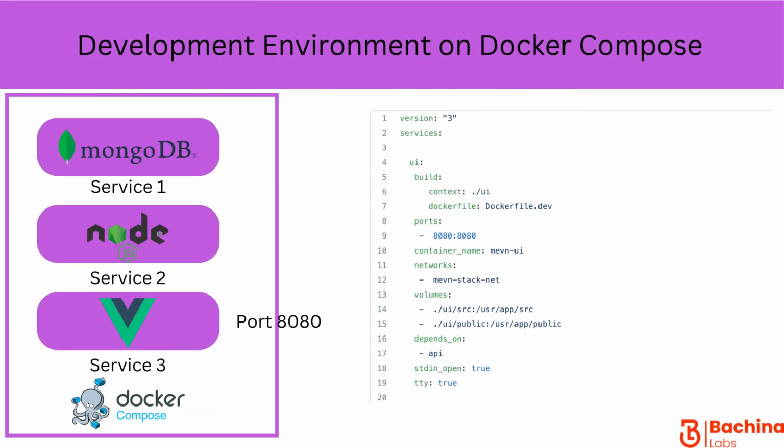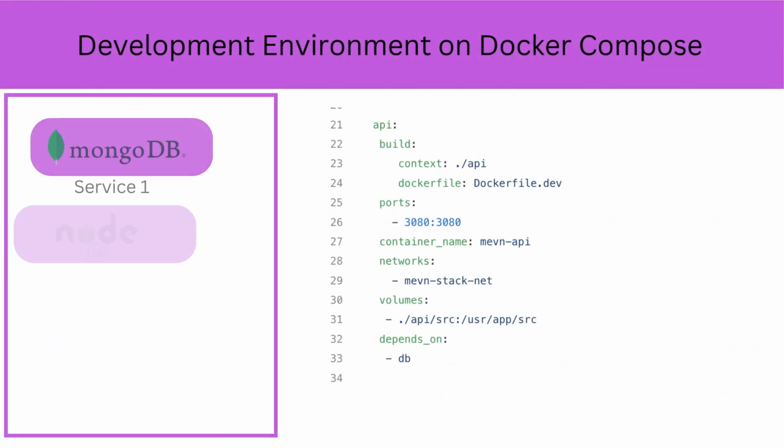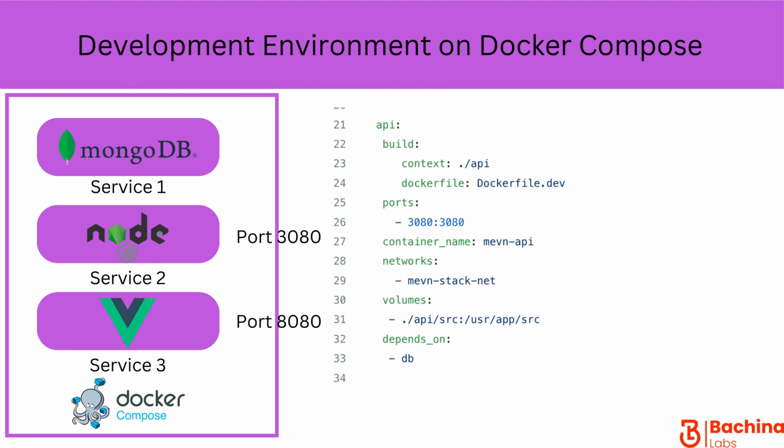Here the front-end app runs on port 3000, and we can also mention what networks it runs on, and what the dependencies are. Here the front-end UI depends on the API, so that's why at line number 16 there is a dependency. And let's look at the Node.js API. Here we are looking at this running on port 3080, and there is also a volume, and this also depends on the DB. You can notice that at line number 33.